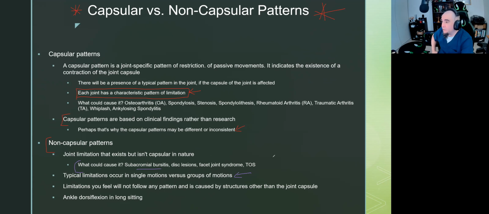Typically, non-capsular patterns are either muscular or just range of motion based in general. A capsular pattern is a series of motions where parts of your motion are limited based upon different motions in general. So it's going to be a whole series of motions that are limited. Non-capsular patterns are typically either one or two ranges of motion that are limited. Now you're going to ask, why is this important? Well, if we have a capsular pattern, does anyone know what the treatment for a capsular pattern is, typically?